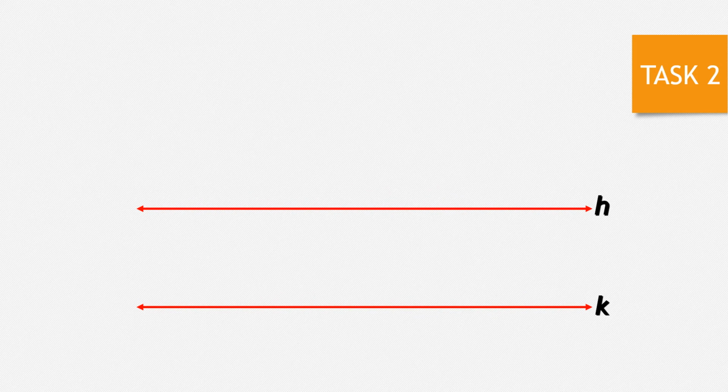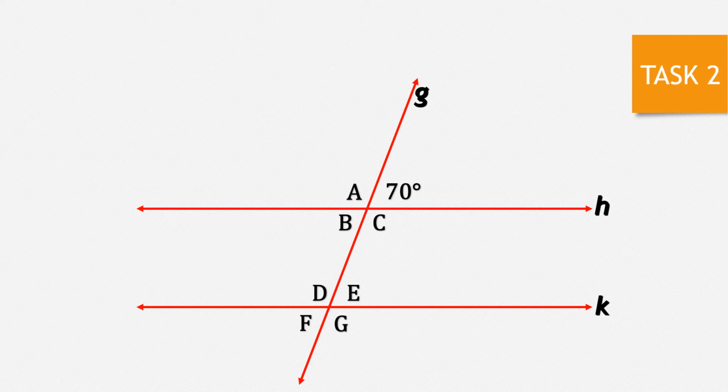Next, let's proceed to the second task. So we have here two parallel lines H and K with a transversal G, and given the angle which is 70 degrees. So let's find the measures of the other angles formed. Okay, so prepare your protractors and follow how the protractors are positioned to measure each angle. You can pause the video so that you can follow how to measure angles.